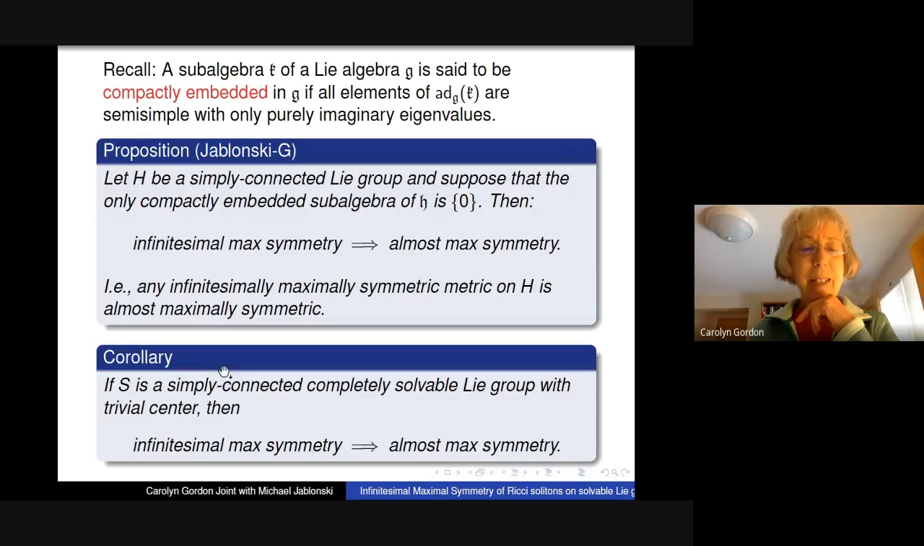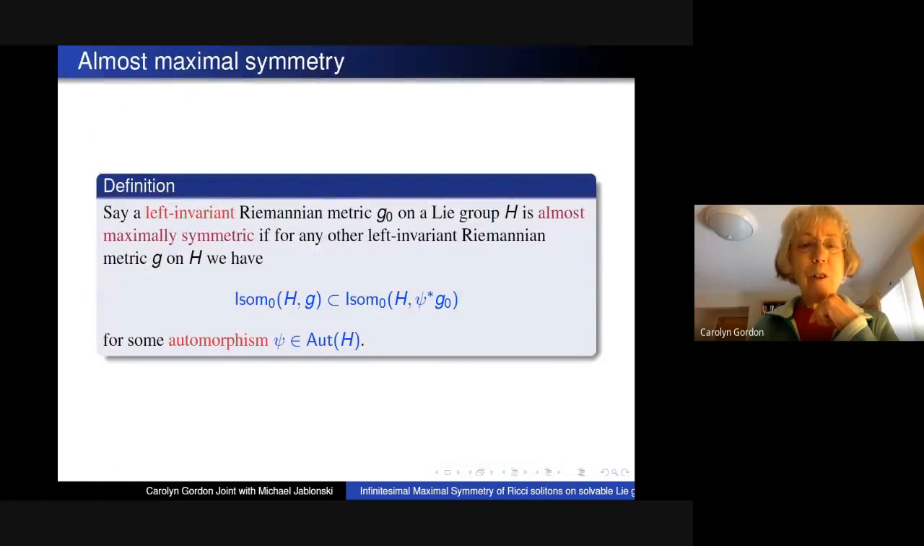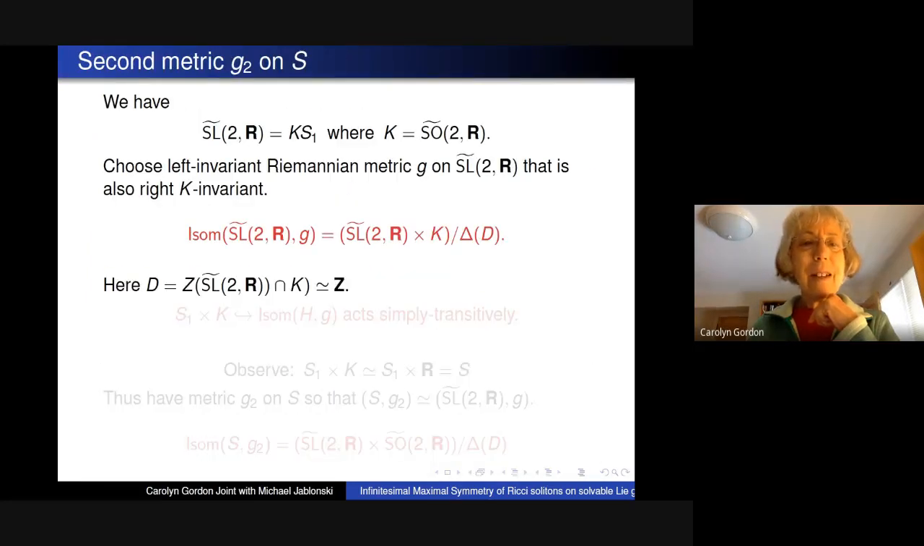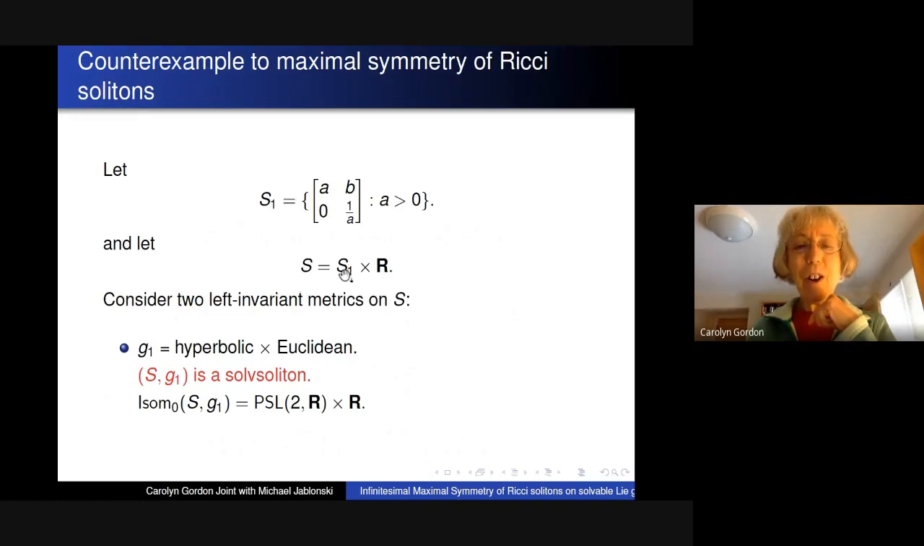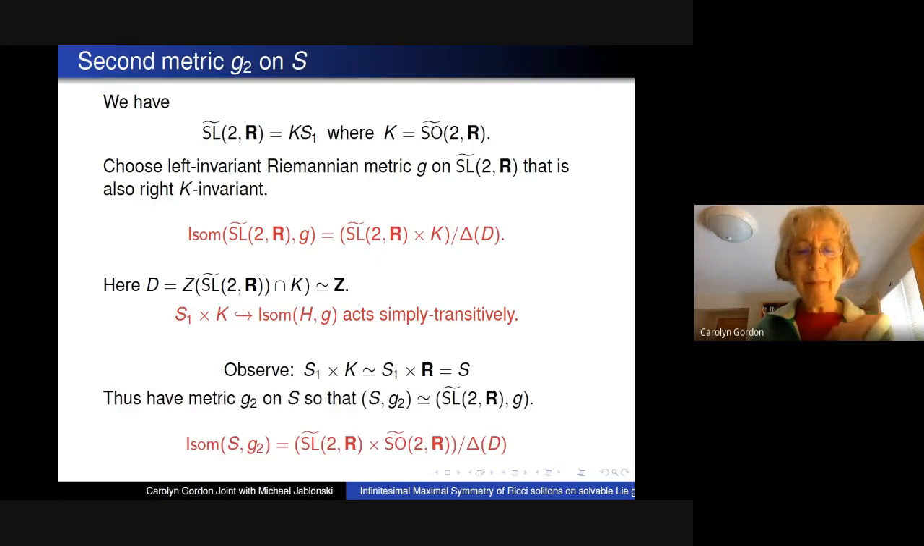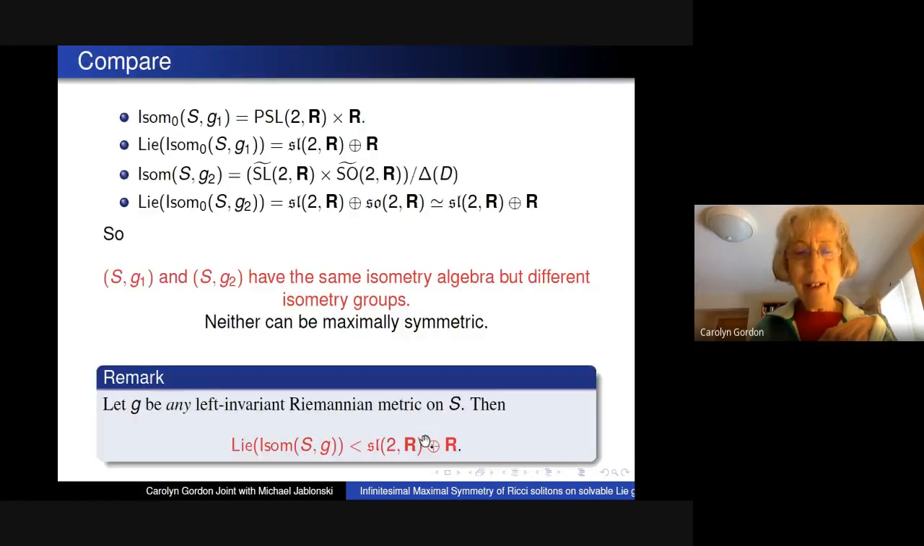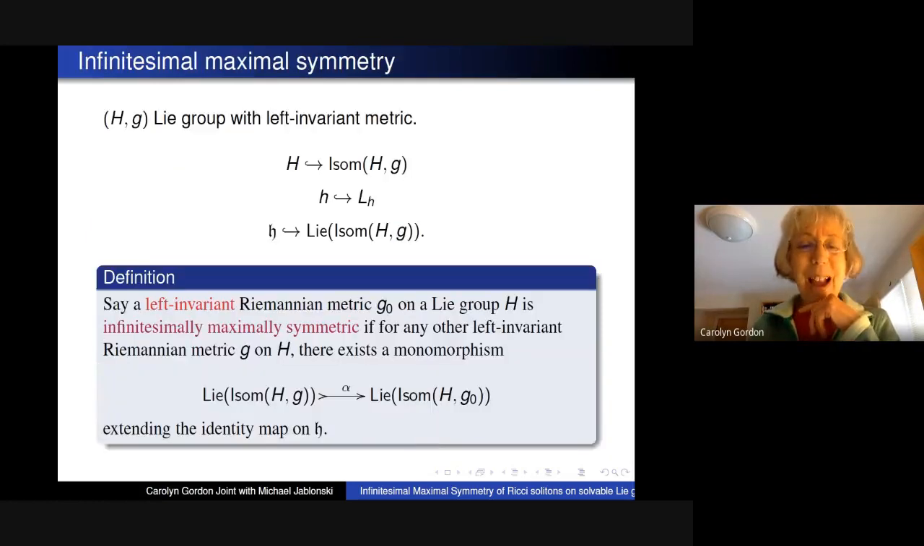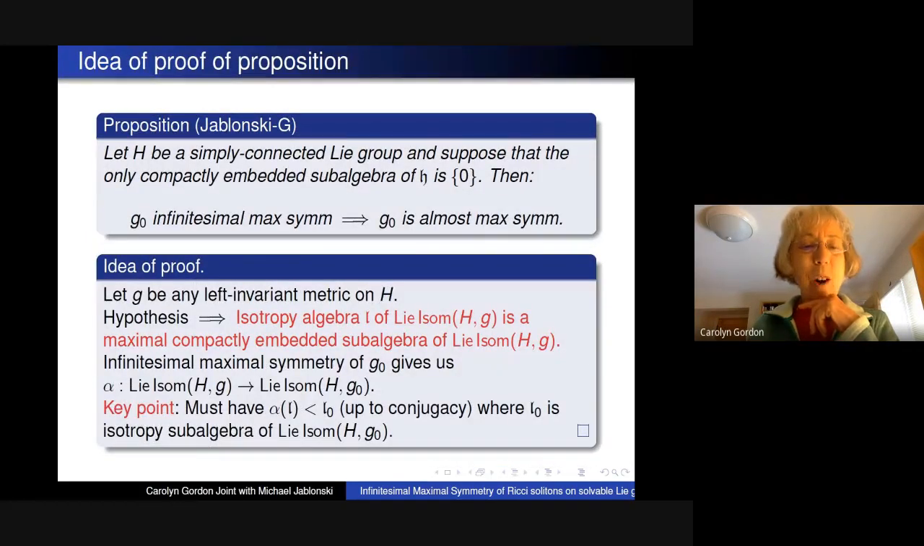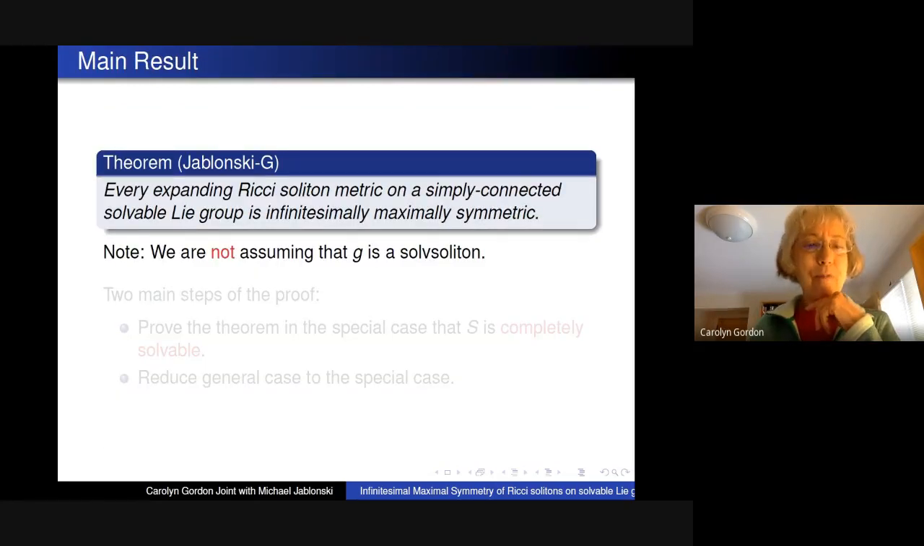And a special case of this is a completely solvable Lie group with trivial center, which will satisfy the hypothesis. In that case, infinitesimal maximal symmetry will imply almost maximal symmetry. So again, what went wrong in our example is that S had this center R, and when we put the isotropy groups with two different metrics, one of them sat inside in an ugly way, kind of diagonally, splashing between the two factors in some sense. That's the only thing that can go wrong. I think I'm going to skip the proof so we can move on.